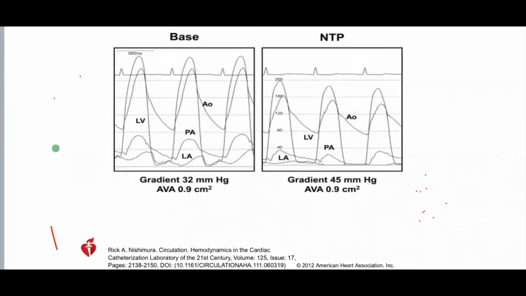After we give the nitroprusside, we decrease the afterload. We decrease the afterload. Very good. So the gradient increases. Okay. Very good. Great guess. Decreasing afterload has resulted in increased gradient. How come?